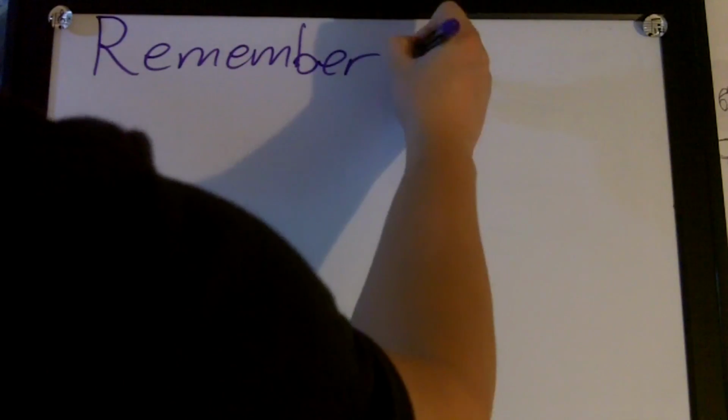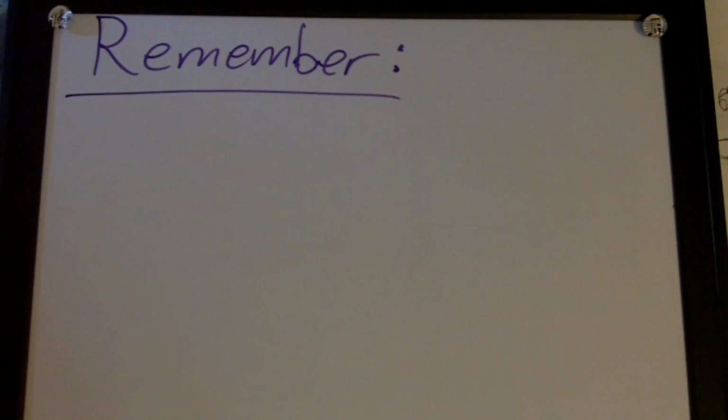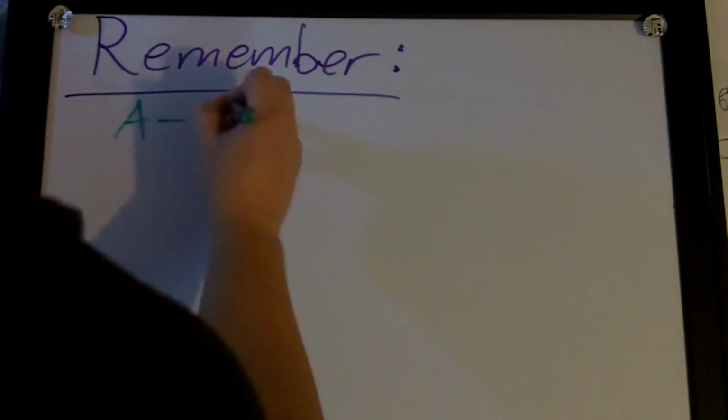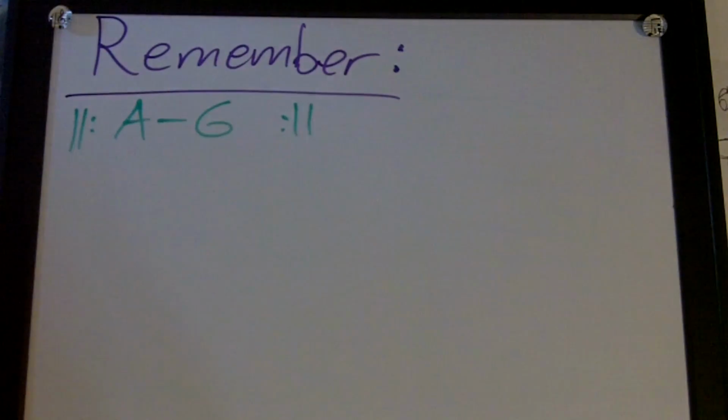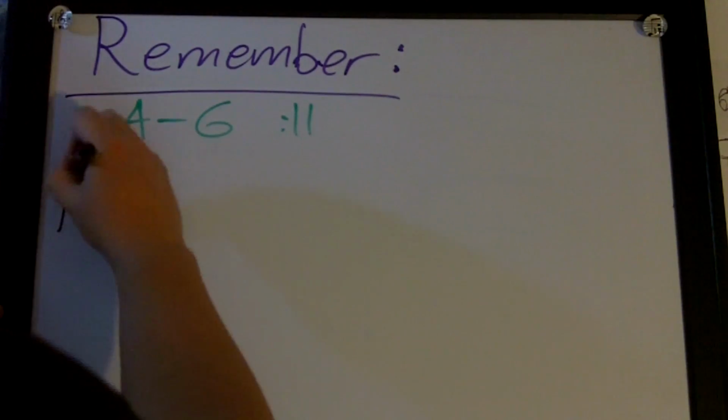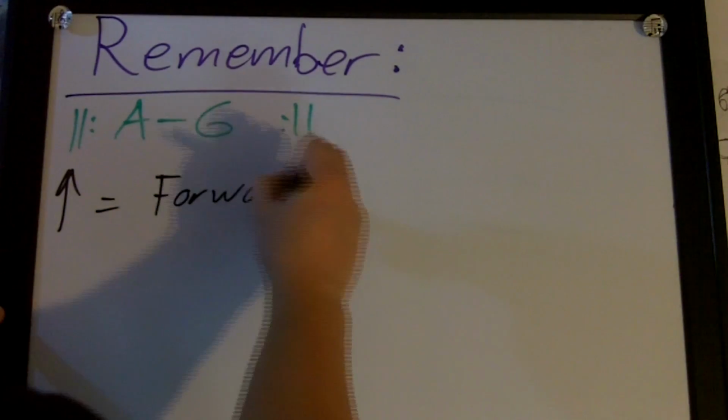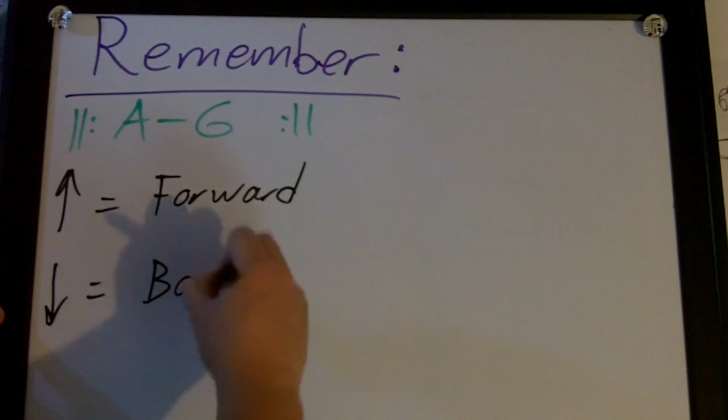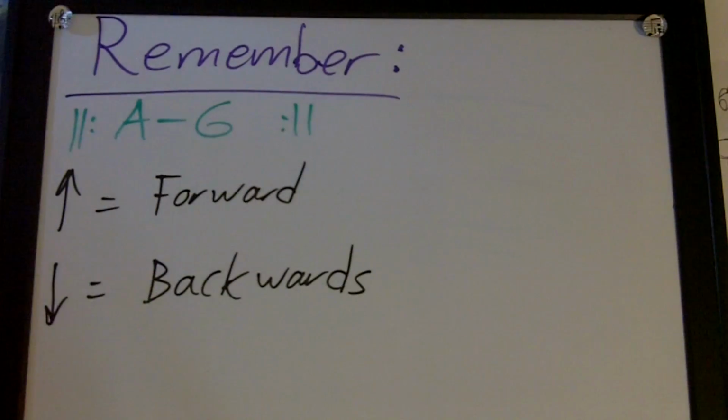So when you're doing this, remember: the musical alphabet moves from A to G and then it repeats itself. If you go up the staff, you're moving forward in the alphabet. Down the staff, you move backwards. If you remember this, you can't go wrong. But let's put it into practice.